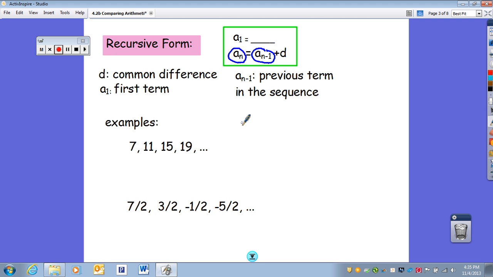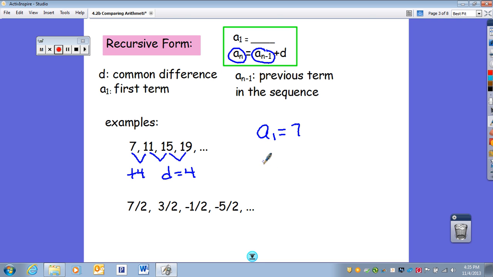So if we take a look at the examples that we have listed, 7, 11, 15, 19, and so on, the first thing we want to do is find the common difference. So when we take a look, we can see that as we go from one term to the next, we are adding 4 each time. So our difference is 4. Our first term, a sub 1, is 7.